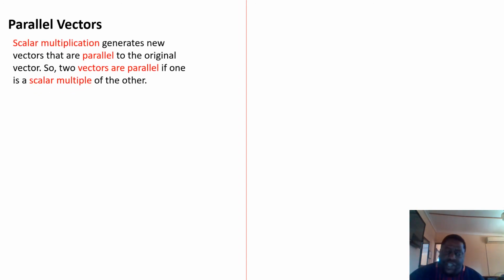Scalar multiplication generates new vectors, and these vectors are called parallel. They are parallel to the original vector. So two vectors are parallel if one is a scalar multiple of the other. Now this is a very important sentence, because you do come across it sometimes in a question that deals with scalars or vectors, and then you have to explain and give an example of why, what you notice from the two vectors.